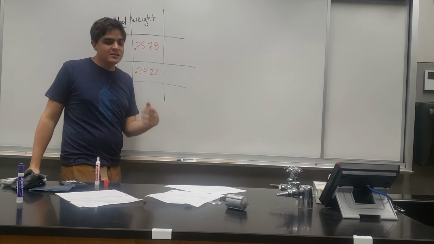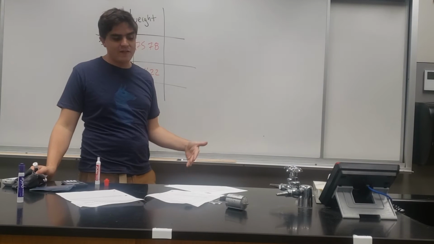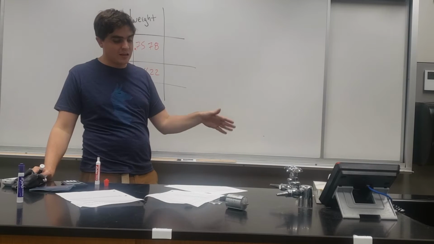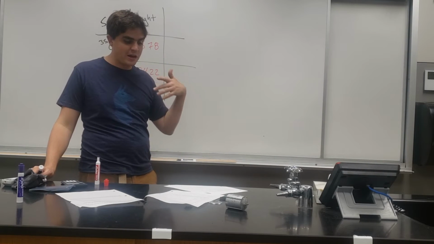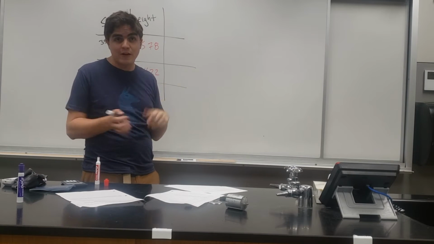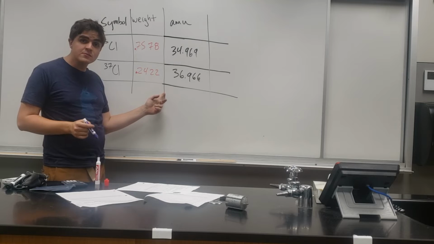In this case, it says that chlorine 37 has an atomic mass of 36.966. It says that the chlorine 35 is 34.969. So we need to put those in, in the right column. So let me do that really fast. So we get something like this.